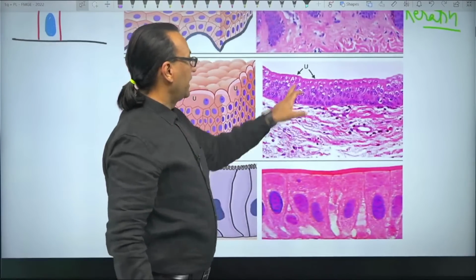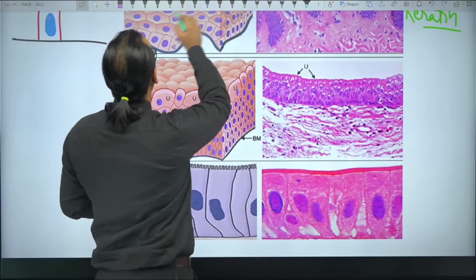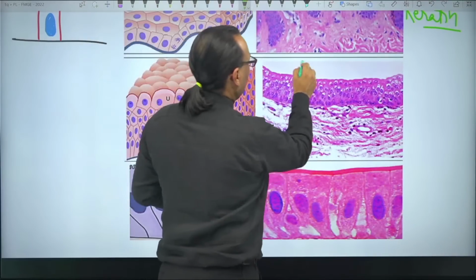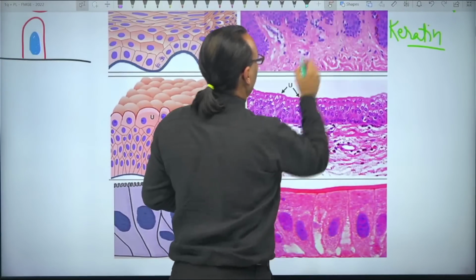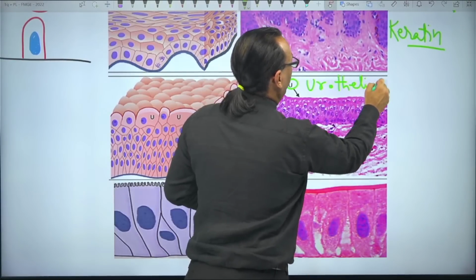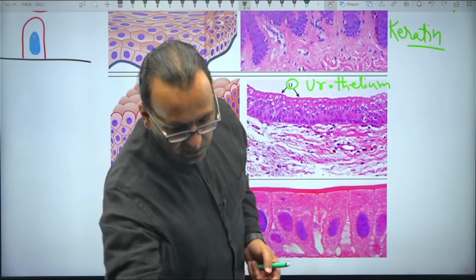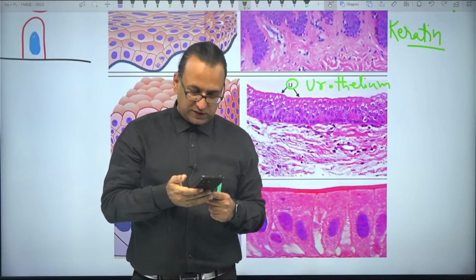This also comes in the exam. U here is representing the urothelium. It is representing urothelium. Now, what is urothelium? Tell me, what is urothelium? Let me just try to interact with the students as well.